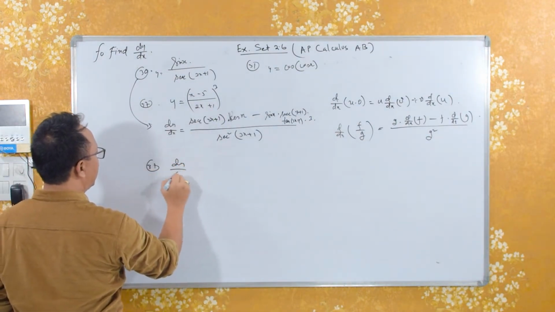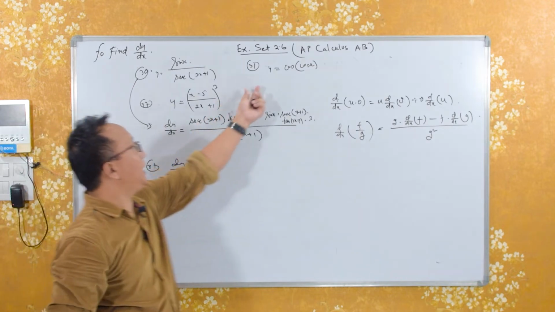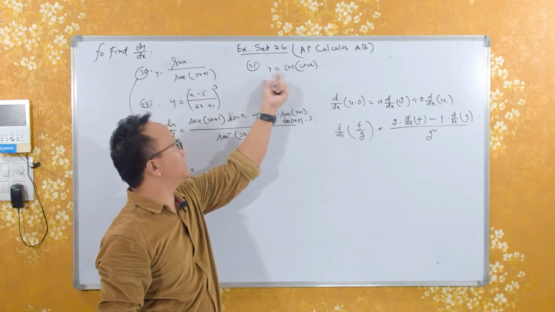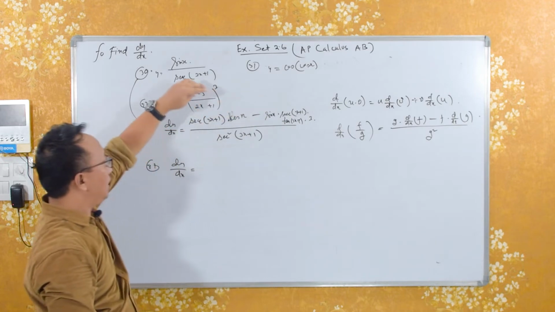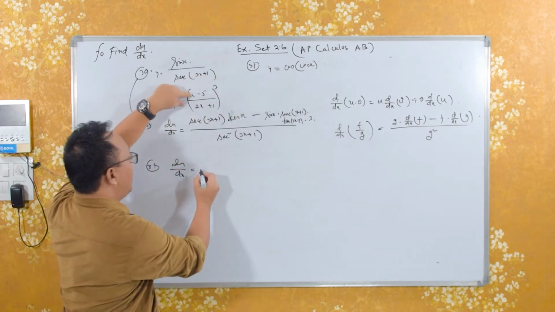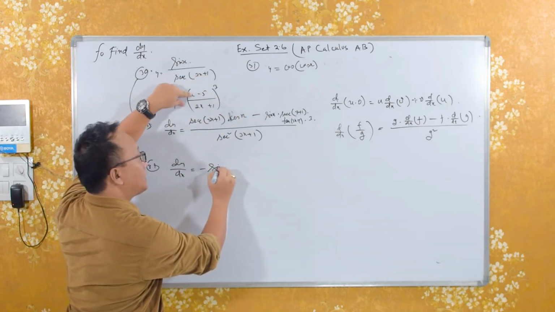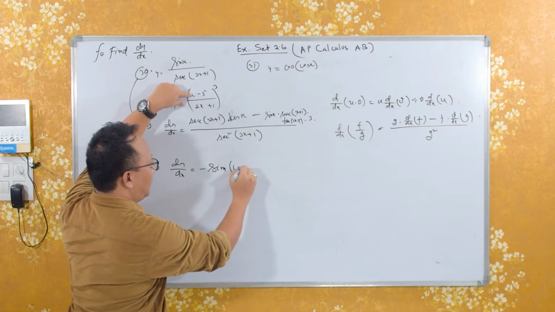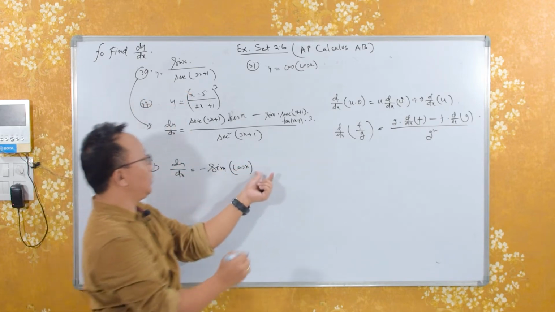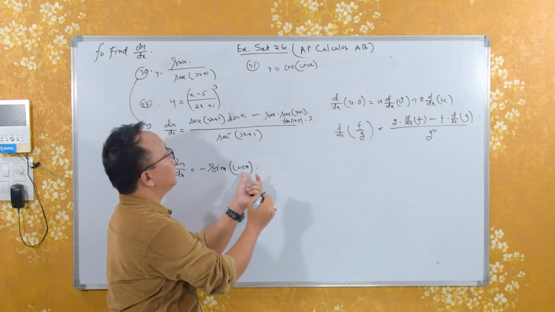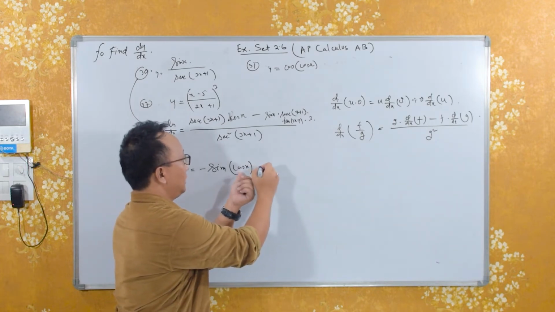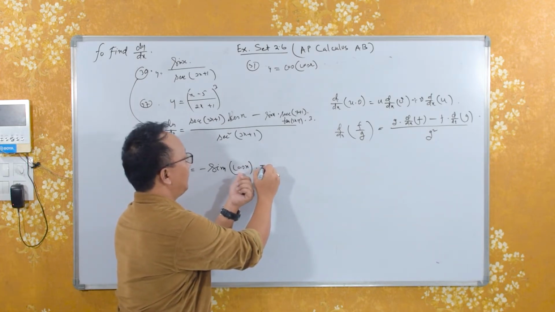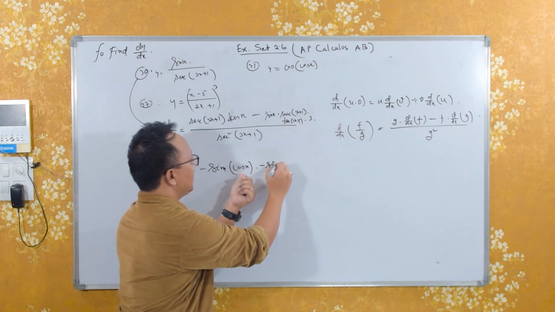For 31, dy by dx, applying the chain rule. Here we have y equals cos of cos x. It's considered a function of a function. Now the differentiation of cos is what? Minus sine of cos x, into d/dx of cos x, which is 1 into minus sine of x.